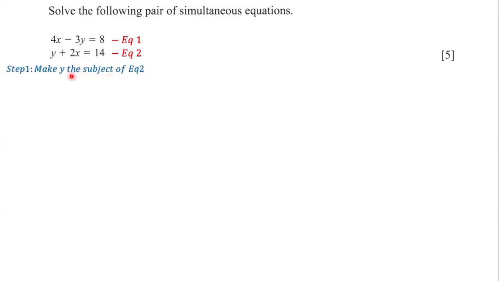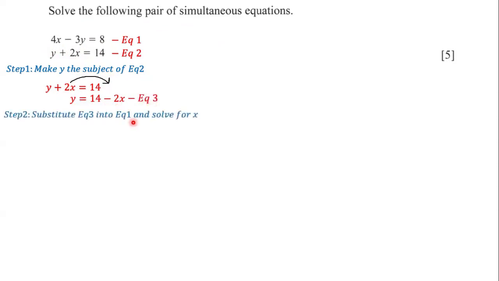Next, we're going to make y the subject of equation 2. What does that mean? That means that y is going to be on one side of the equation and everything else is going to be on the other side. So we have to take 2x and send it over the equal sign, and we have that y is equal to 14 minus 2x. We're going to call that equation 3.